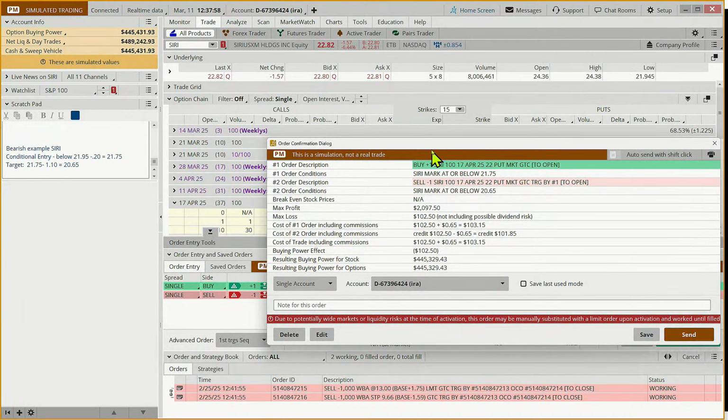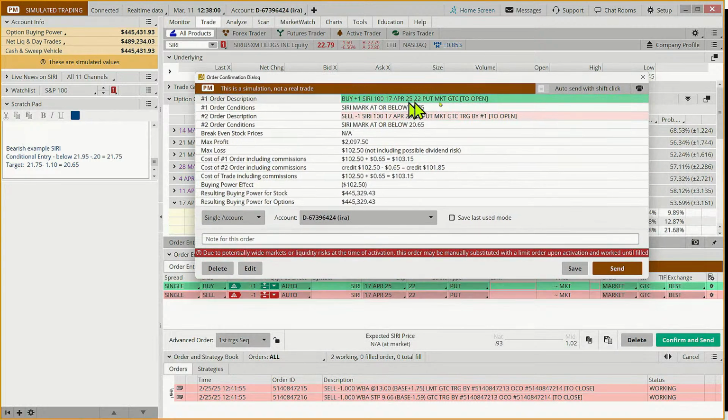Confirm and send. So we want to buy a put on CRE because we're bearish, right? Okay. But we only want to buy that put if CRE goes below today's low by 20 cents. And then we want to sell it if it goes down about the average amount it has moved over the last 14 days, which is $1.10.